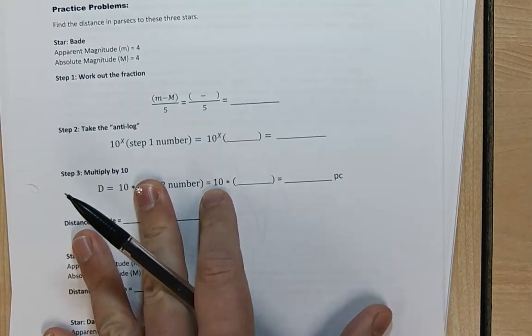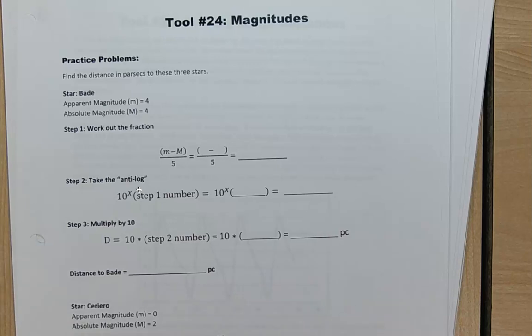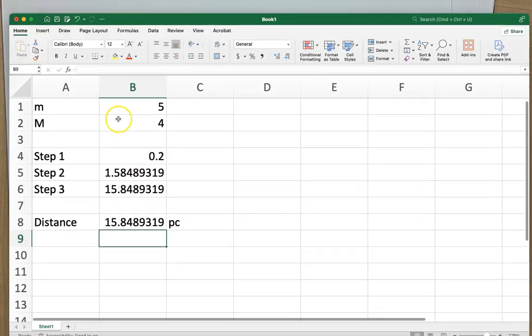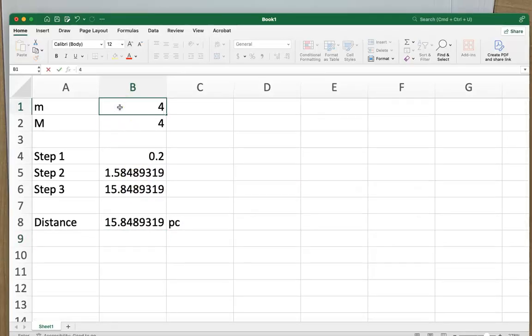so let's try the rest of them. All right. What about Bada, where the apparent magnitude is 4 and the absolute magnitude is also 4? Well, what did we just say a second ago, right? Absolute magnitude is how bright the star would look from 10 parsecs. Apparent magnitude is how bright it looks. So if it were 10 parsecs away, Bada would be 4th magnitude. But actually it is 4th magnitude. Therefore, it must be 10 parsecs away.